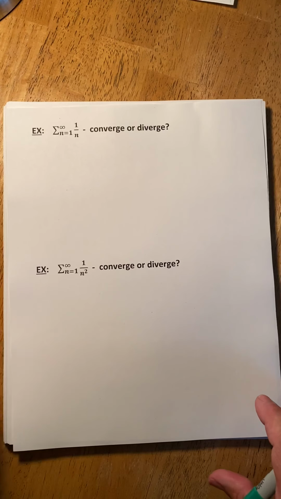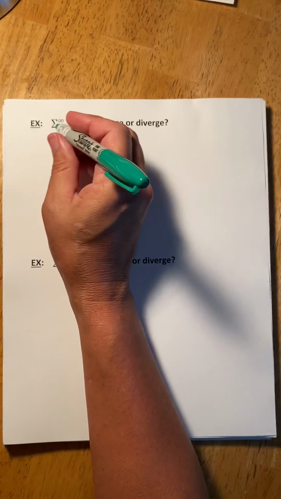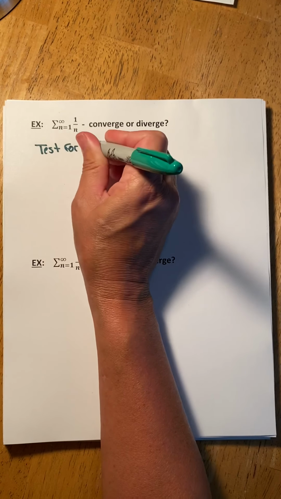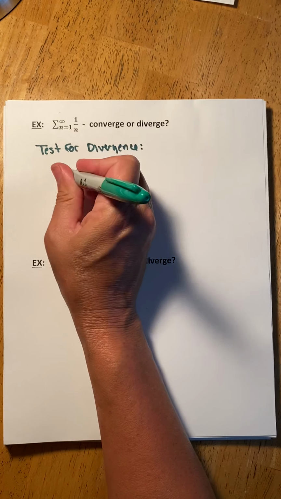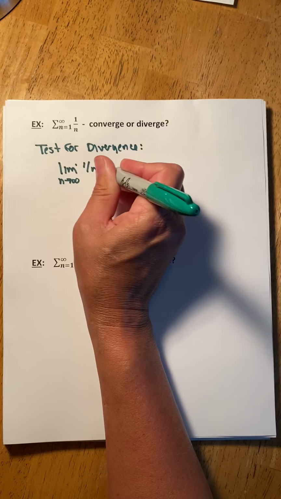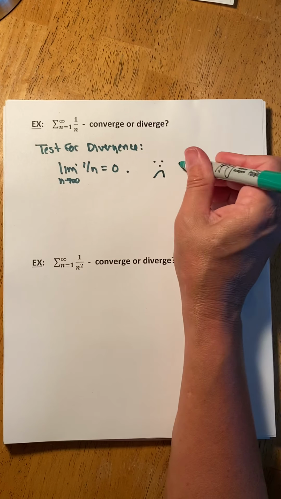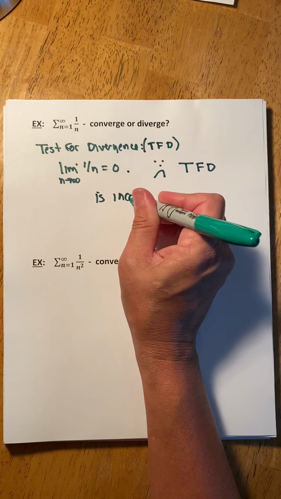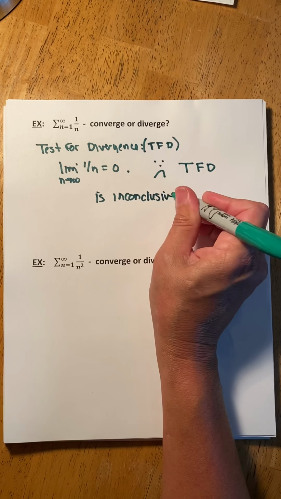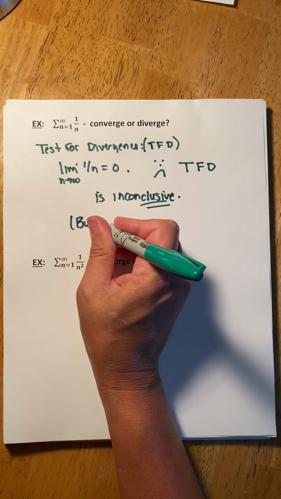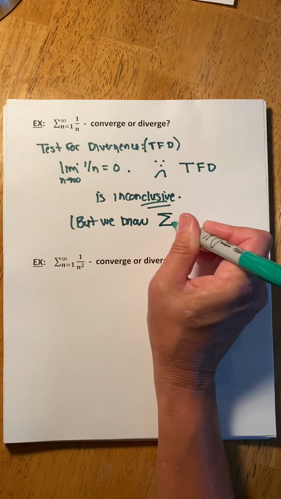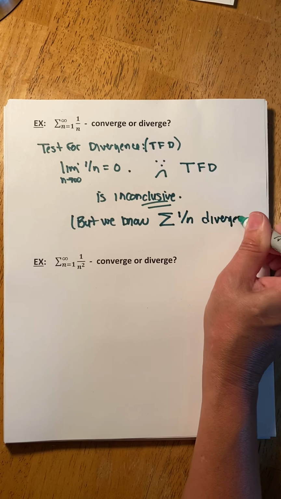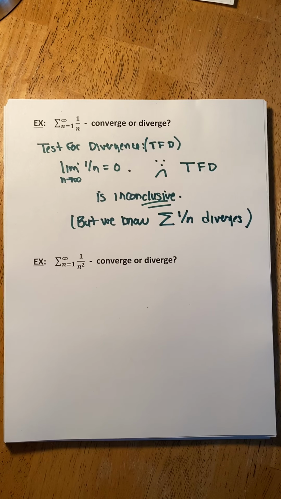All right, let's revisit the harmonic series, 1 over n. Does this converge or diverge? The limit as n goes to infinity of 1 over n is equal to 0, so the test for divergence is inconclusive. But we know that this series, 1 over n, diverges. We looked at it earlier by comparing it to the function 1 over x and saw that there's more area under the series 1 over n than there is in the integral of the function 1 over x.